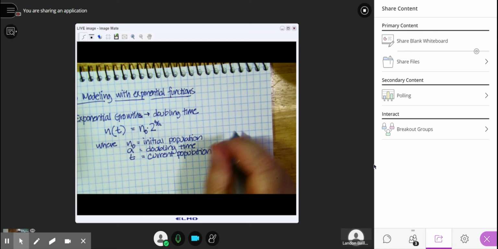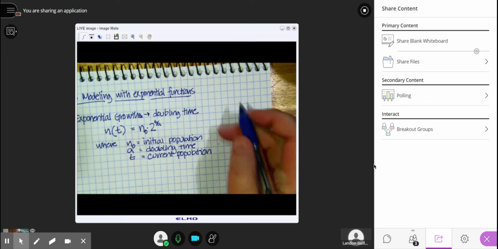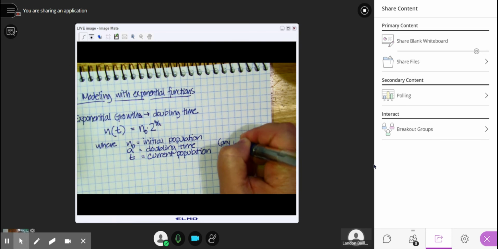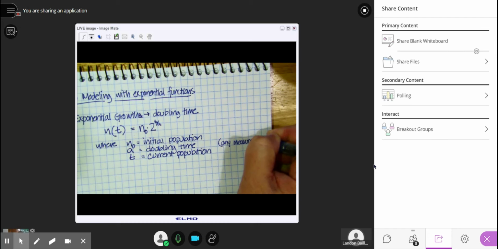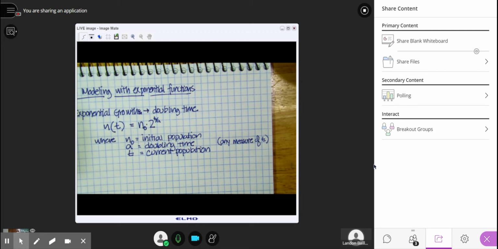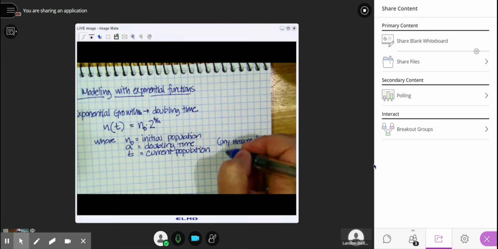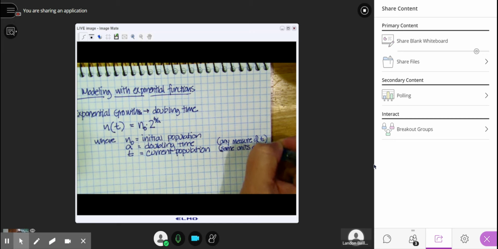All right. Now, it should be of note that the doubling time can be any measure of time. So your doubling time could be 2 weeks, 2 days, 2 months, 2 years. Your current population should be in the same units as A. So we're not measuring one in weeks and one in days. That just should not happen at all.